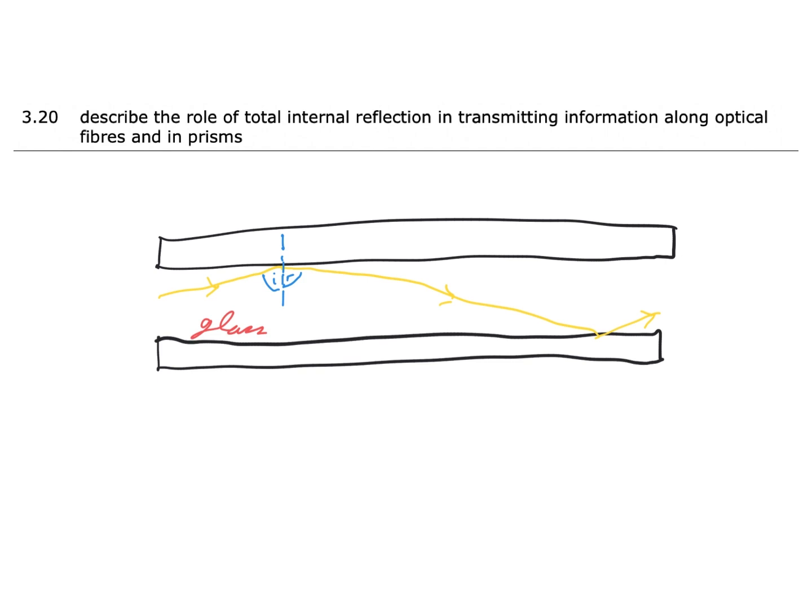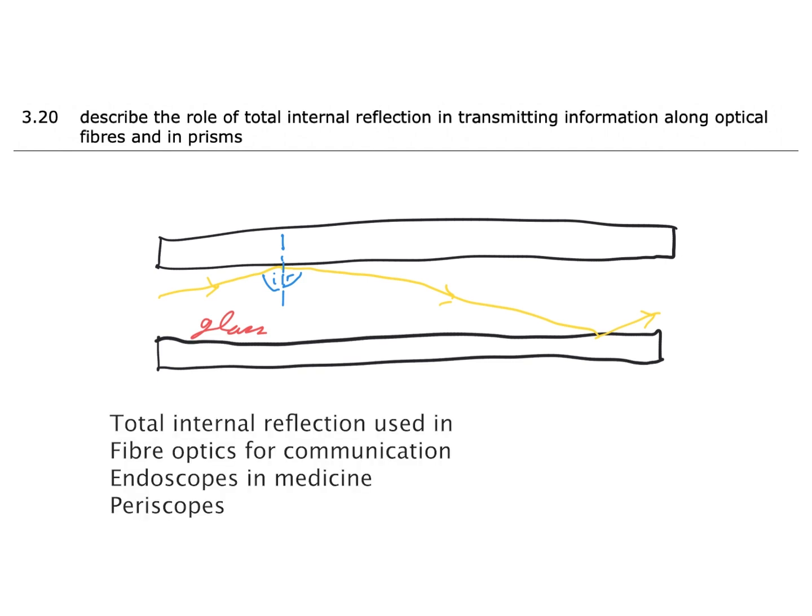This allows us to transfer information really, really fast at the speed of light. And it's why fibre optic broadband about 10 years or so ago became a really, really big thing. So one use for total internal reflection could be for fibre optic cables for communication. Another use could be for endoscopes in medicine. And another use of total internal reflection could also be for periscopes for seeing. And with that, we can now get on to some questions.